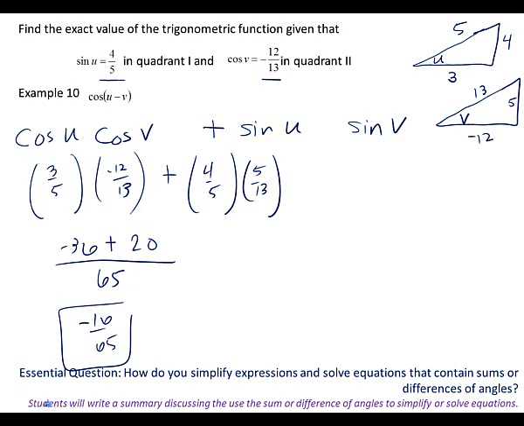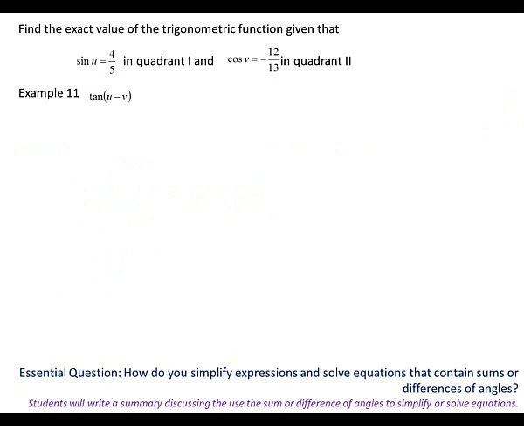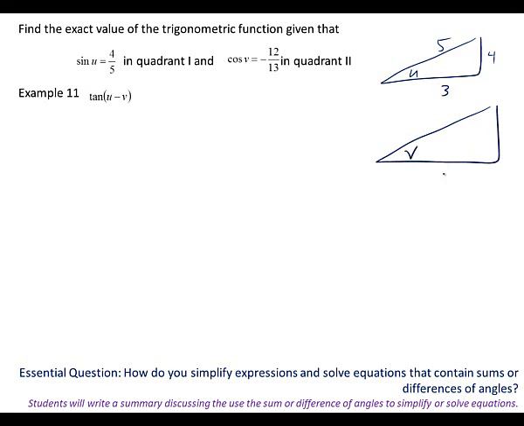All right, are we good with 10? Yeah. Okay, 11. So, same triangles again, right? Yeah. So I'm going to write them up there again for reference. My U was 4, 3, and 5, and my V we said was negative 12, and that's important this time, and 13. All right, so my tangent pattern was a little bit different.